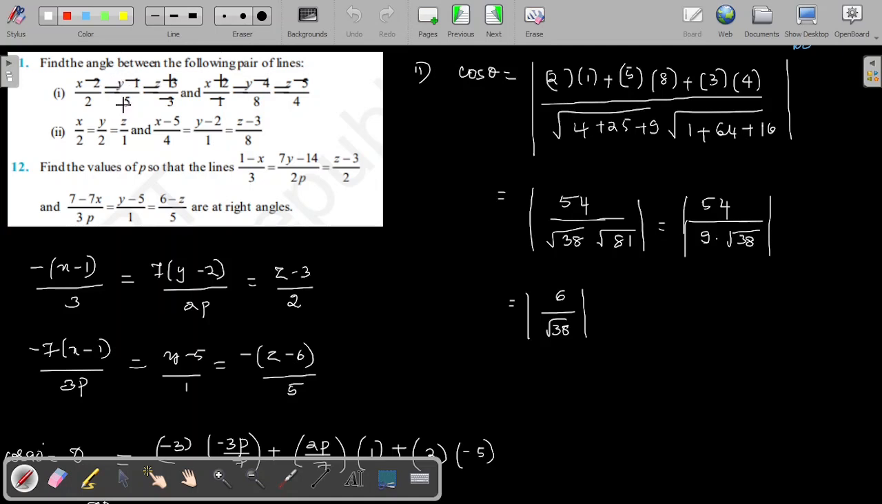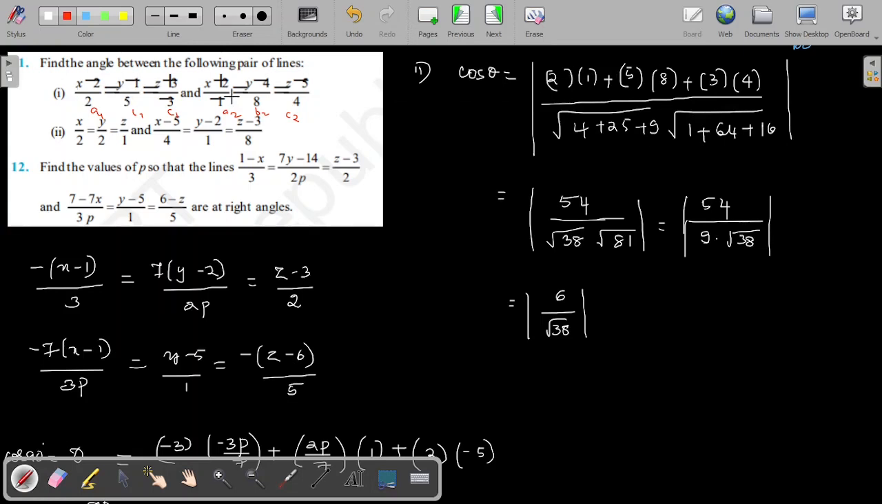Now let's solve a few problems related to the angle between two lines. Here two lines are given in Cartesian form. First you have to check whether the lines are in the standard form, that is x minus x1 by a equal to y minus y1 by b equal to z minus z1 by c. Similarly, x minus x2 by a2, it is in the standard form. Therefore, these are a1, b1, c1, and this is a2, b2, c2. We have the formula cos theta is a1 a2 plus b1 b2 plus c1 c2 divided by square root of a1 square plus b1 square plus c1 square into square root of a2 square plus b2 square plus c2 square.